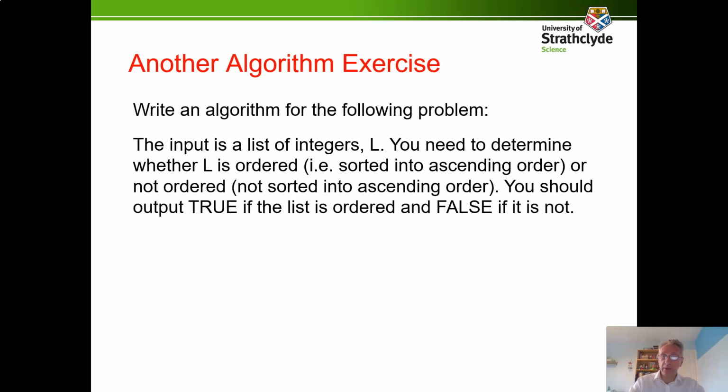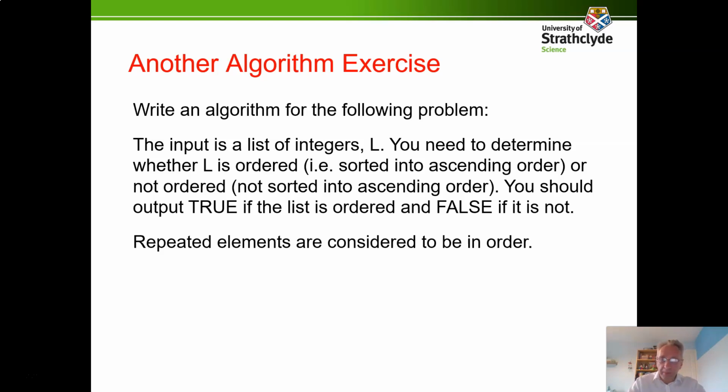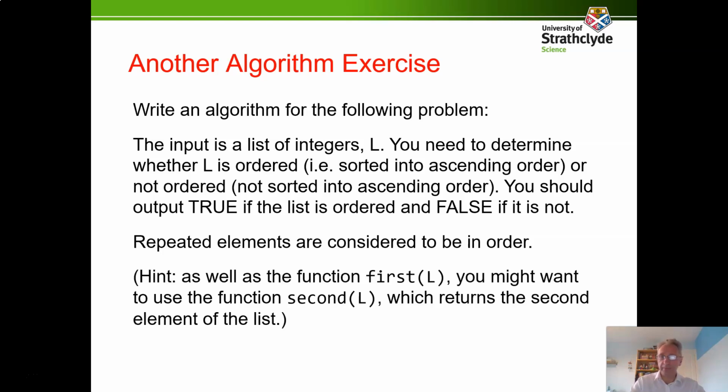You need to determine whether or not the list that you've been handed is ordered. That means it's sorted into ascending order, or it's not ordered, not sorted into ascending order. In other words, if you're handed a list and it looks like a sorting algorithm has already put that list into ascending order, you need to return true. And if the list is not in order, then you need to return false. If you've got repeated elements in the list, say you've got the list 1, 2, 2, 2, 3, those are considered to be in order because a sorting algorithm would return that order to you.